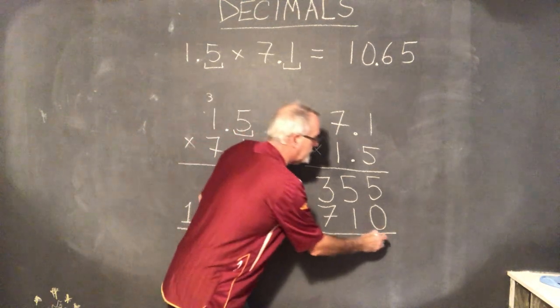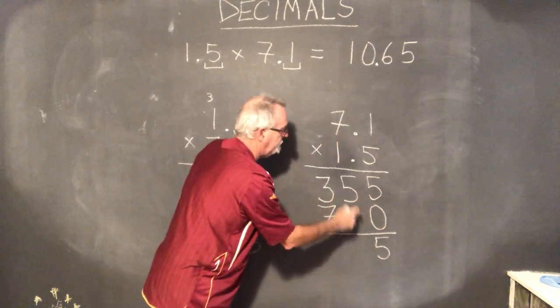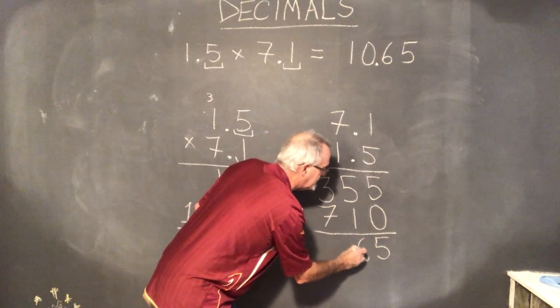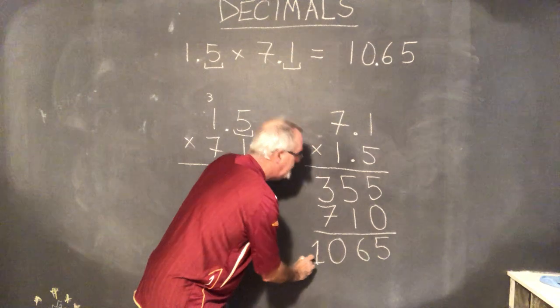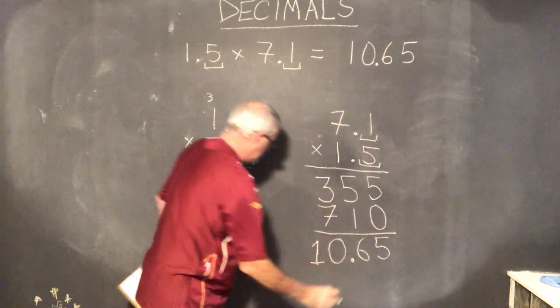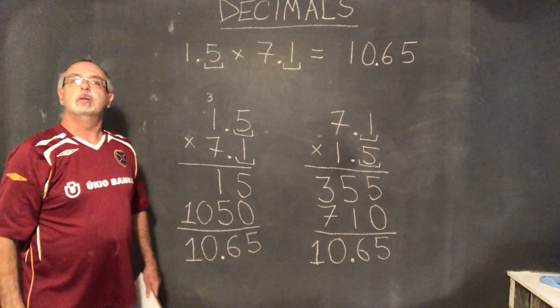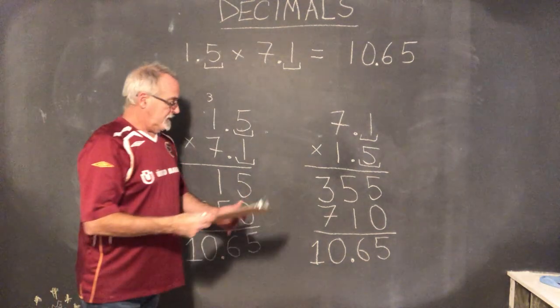But is it going to work? Yes, it is. 5 plus 0 is 5. 5 plus 1 is 6. 3 plus 7 is 10. So I have to write a 0 and a 1. And then the digits. There's 1, 2 of them. I need 1, 2 of them. 10.65. Same answer. Does it fit in the camera angle? Yes, it does. That's fun.